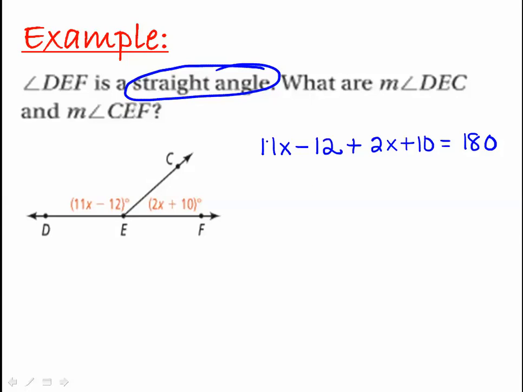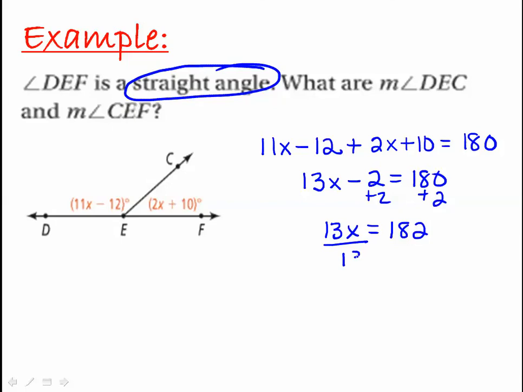Now we solve like we did in the last problem. We'll combine our like terms to get 13x minus 2 equals 180. We continue solving by adding 2 to each side, giving us 13x equals 182. We divide both sides by 13, and x is now 14.